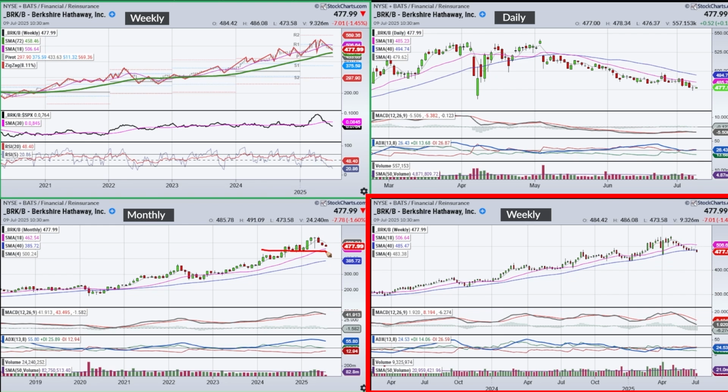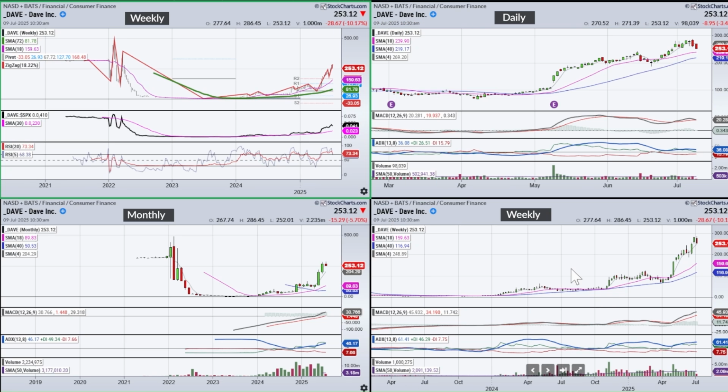I do think there's pretty good support underneath, so I'm not really expecting a big decline. But what it does tell me is it's just not timely right now. I think it needs more time. We're going to need some strength on the daily chart before this is going to be ready.